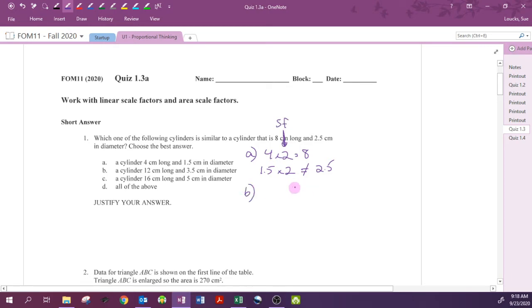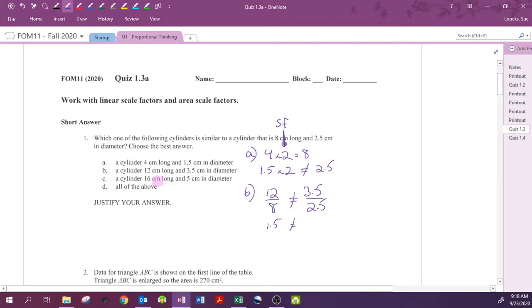So for B, a different way to look at it would be that 12 over 8 should equal 3.5 over 2.5, right? Does that make sense? These are the similar corresponding sides. The proportions should be similar. And this is 1.5, and this is not 1.5, so I don't know what it is, but it's not going to be the same.